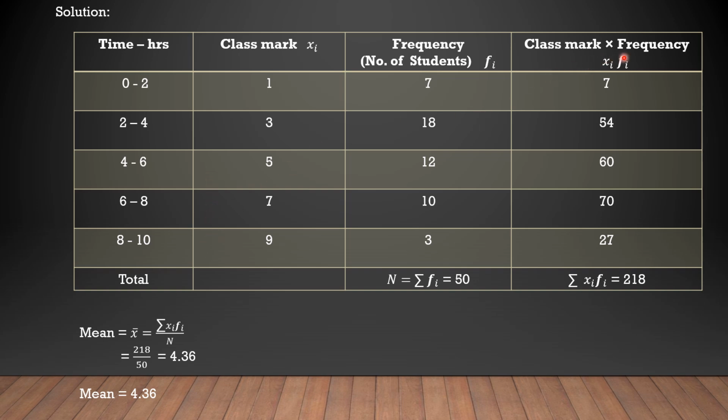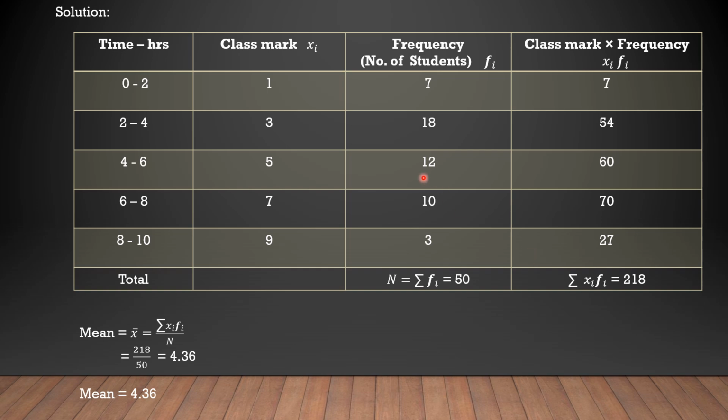Then class mark into frequency. We find the value of xi into fi. So class mark is xi and frequency is fi. Here is the multiplication of xi and fi. 1 into 7 is 7. Then 3 into 18 is 54. 5 into 12 is 60. 7 into 10 is 70. And 9 into 3 is 27.